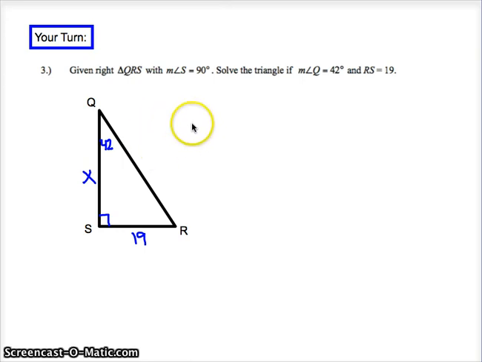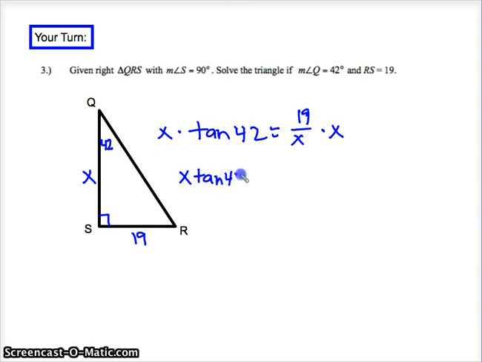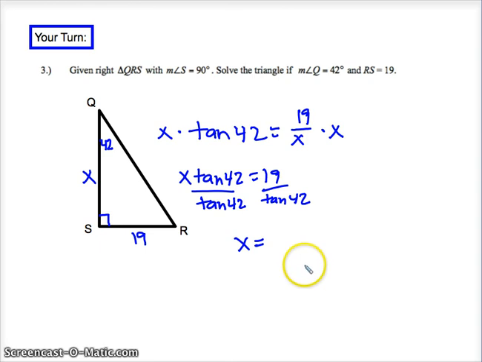All right, so here's what you should have. Let's go ahead and set it up. We're working with the opposite and the adjacent side, that's tangent. So we're going to do the tangent of 42 equal to 19 over x. We've got that x in the denominator, so go ahead and multiply both sides. X times the tangent of 42 is equal to 19. Remember, tangent of 42 is a number. We can divide both sides by it, so tangent of 42 on both sides.